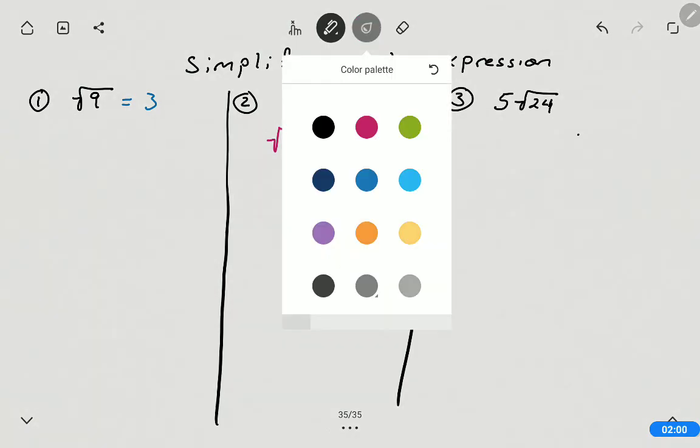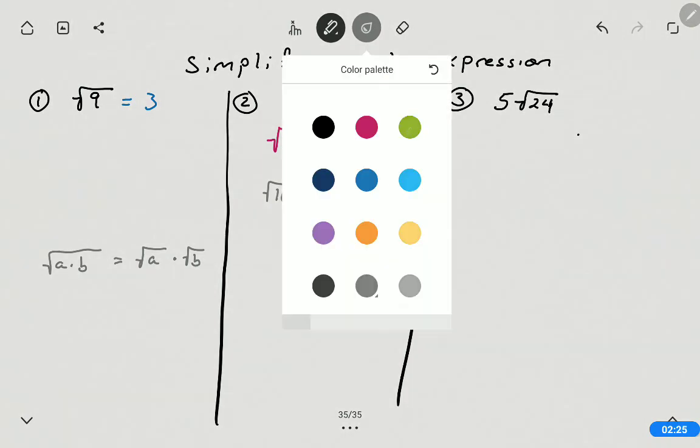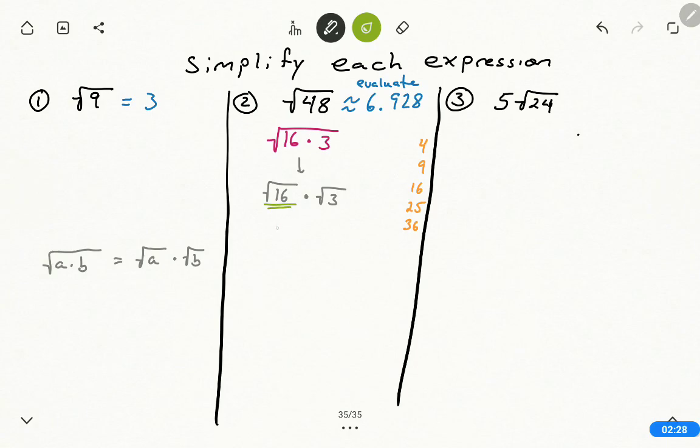One of the properties of radicals says that if we have two things multiplied inside the radical, we can separate it into two separate radicals. So we'll separate the square root of 16 times 3 into the square root of 16 times the square root of 3. And then we can evaluate the square root of 16. Square root of 16 is 4. We can't get an exact answer for the square root of 3, so we'll leave it as the square root of 3.